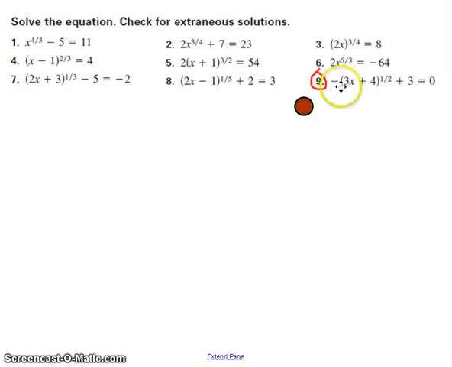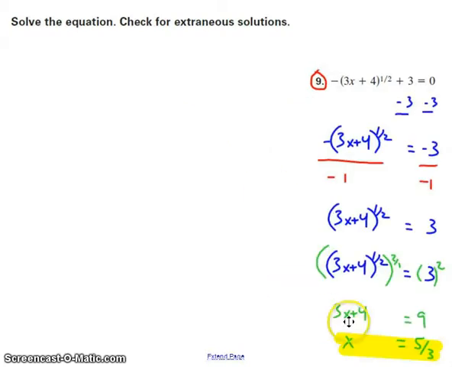So before I get to that though, here's question 9. Hit the pause button. When you come back, I'm going to show you the solution to number 9, but I want you to work it out first. Okay, I'm going to assume that you did that, and here's the worked out solution for number 9. The answer is 5 over 3.